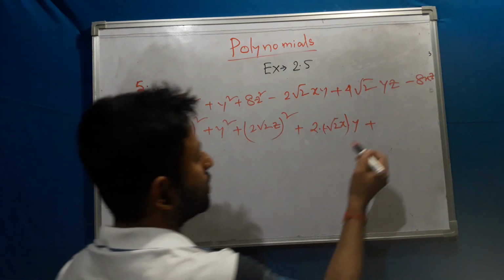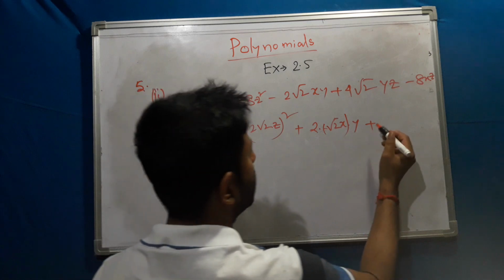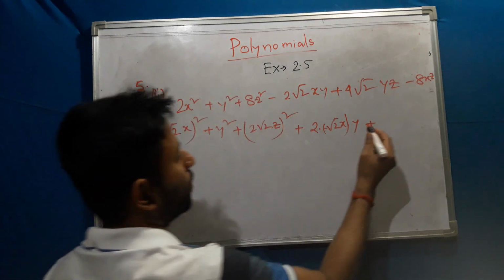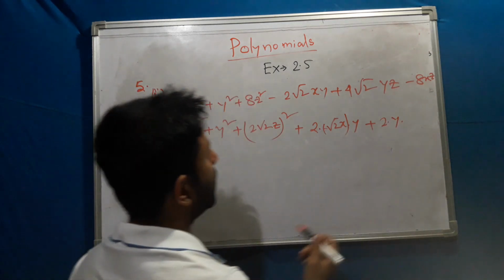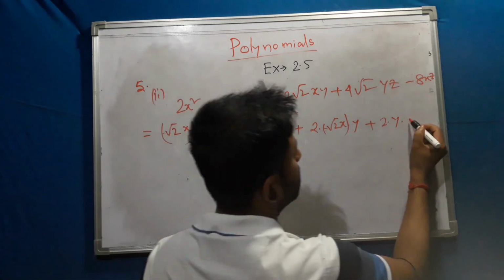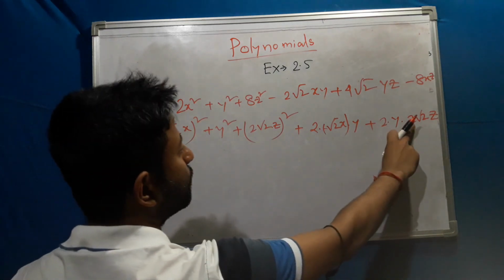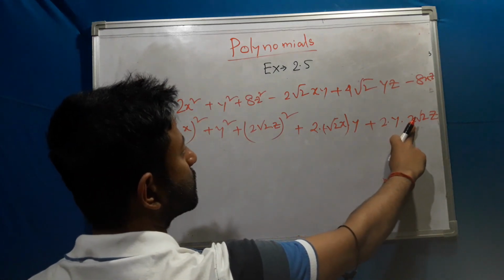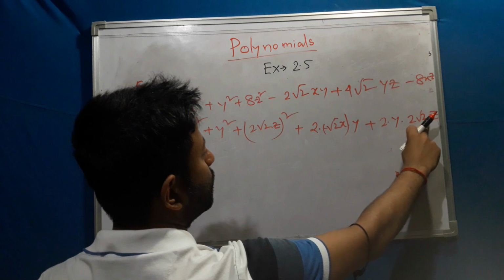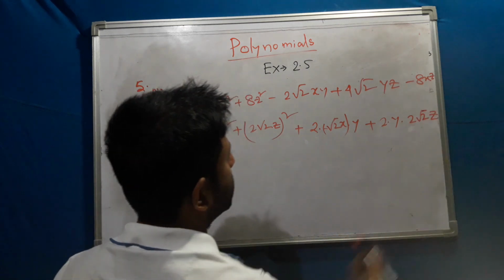Now you see here, yz. So y means which one? Y means y. So 2 into y into z. Z means 2 root 2 y, 2 root 2 into z. So you see 2 to the 4 and root 2, so 4 root 2 yz.